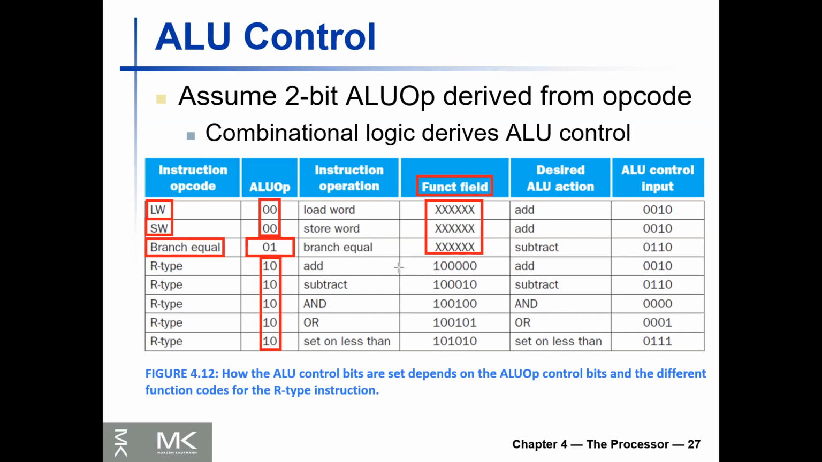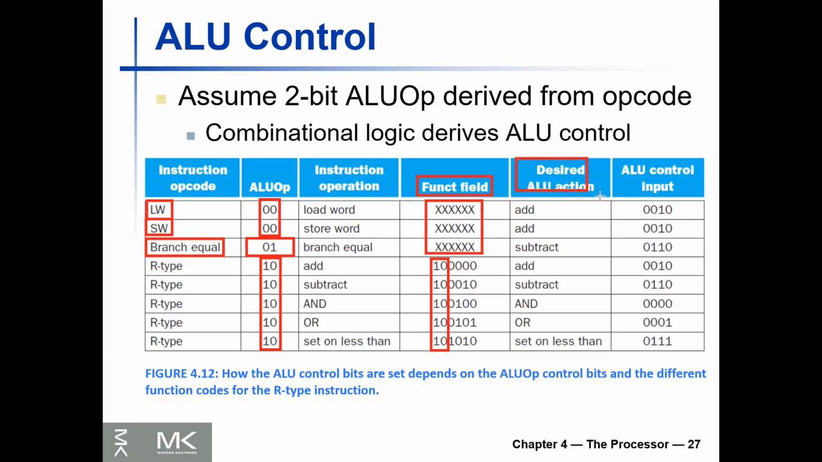So in R type, for the addition we have 1000 like that. Then subtraction 1010 like that. So at this set, assume a 2-bit opcode derived from the opcode. So here, girls, you see these 2 bits of that one. This is the function field for these different types of instructions. Then we have here the desired ALU action.